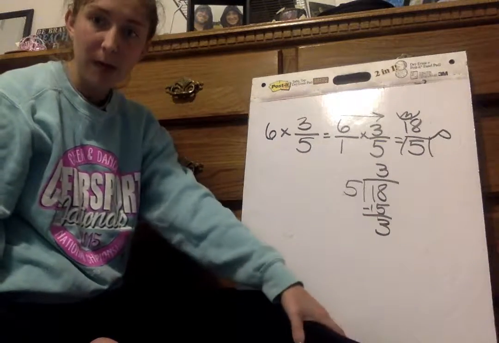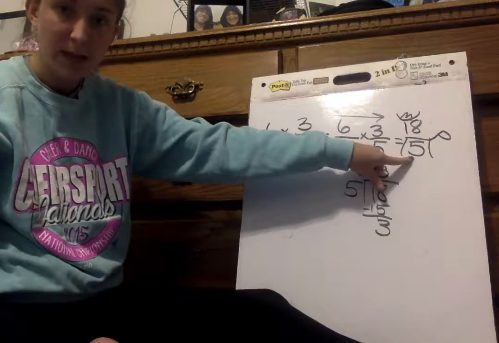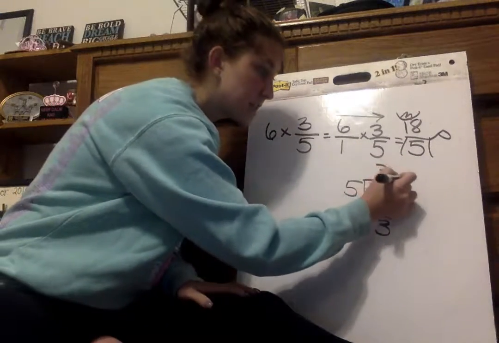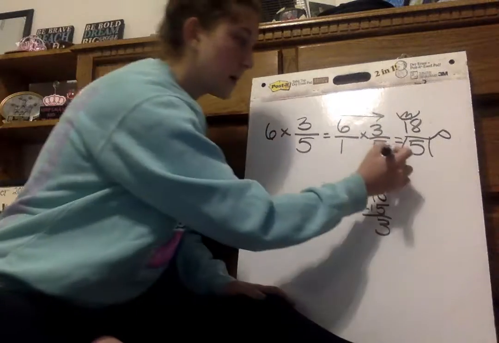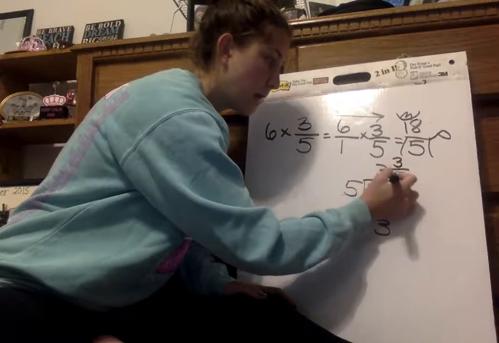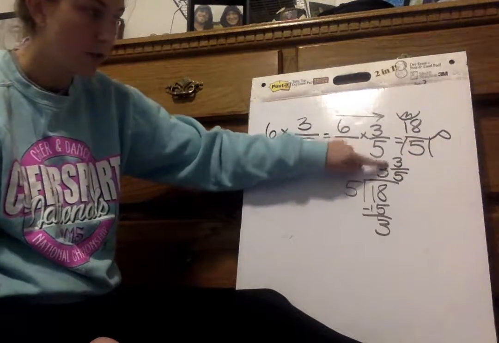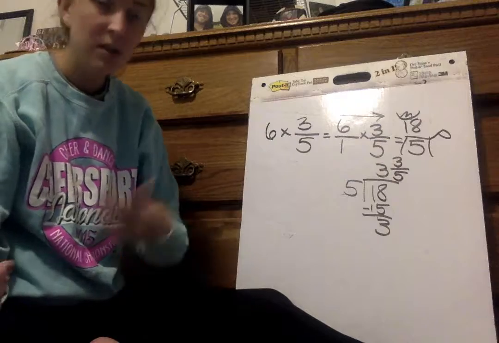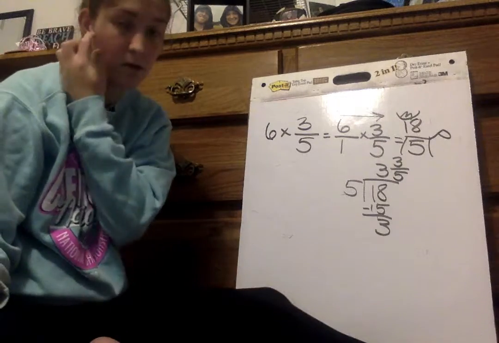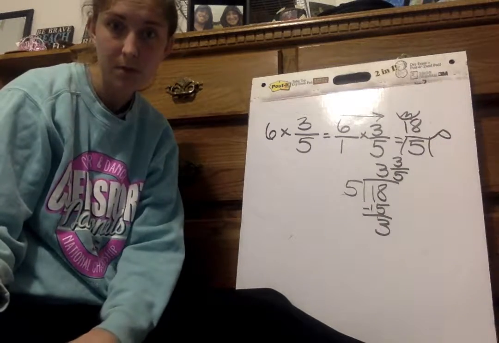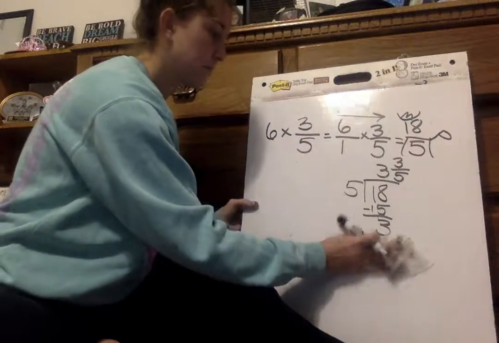Now, I have to remember how to make a mixed number from this. This 5 was my denominator. 5's going to stay my denominator. 3, my remainder, is going to be my numerator, and therefore I'm going to have the mixed number, 3 and 3/5. So the answer to 6 times 3/5 would be 3 and 3/5. Okay? Let's do one more of these together.